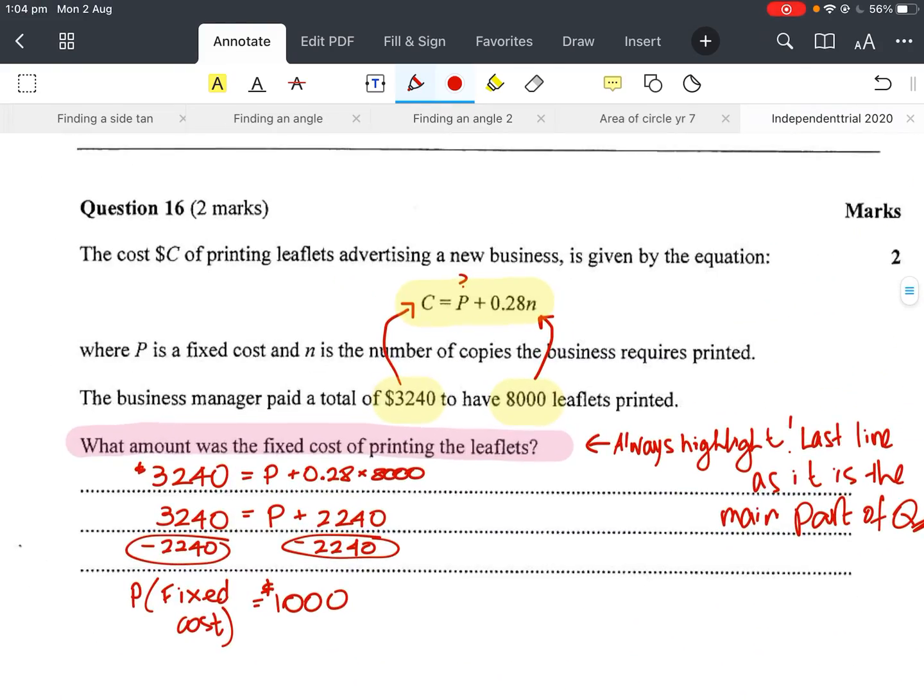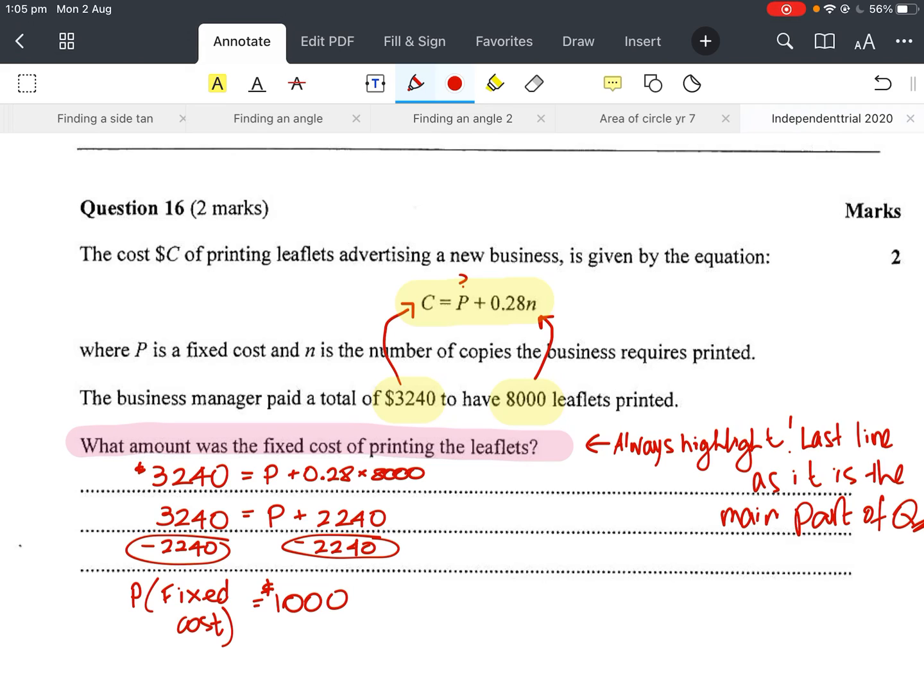So question 16 said the cost of printing leaflets advertising a new business is given by the equation C equals P plus 0.28N, where P is a fixed cost and N is the number of copies the business requires printed. The business manager paid a total of $3,240 to have 8,000 leaflets printed. What amount was the fixed cost of printing the leaflets?